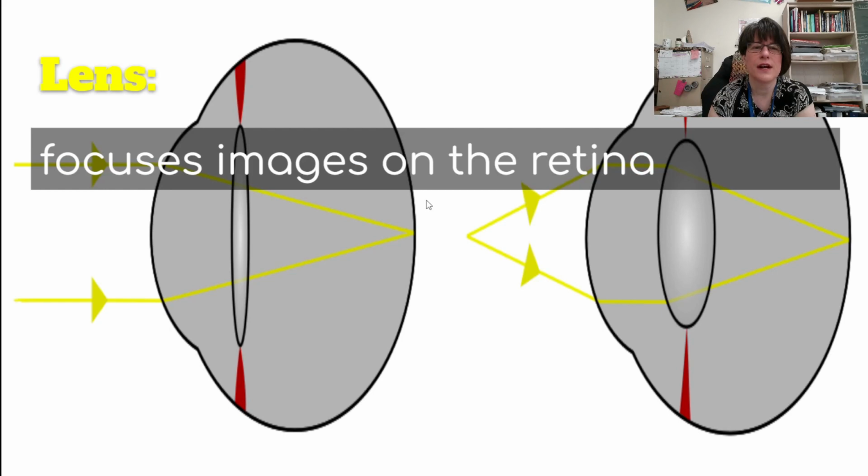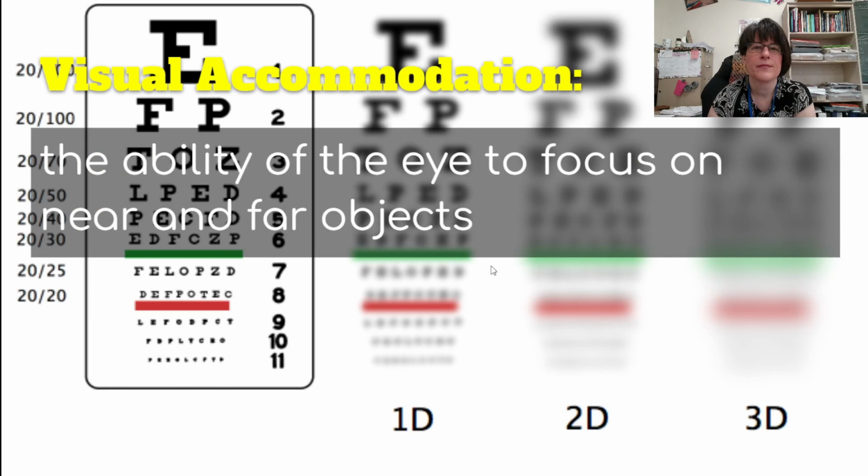There's a lens in your eye just behind the iris, and it focuses images on the retina. So the retina is back here, and the lens, as you can see, it changes shape to focus on the retina, depending on whether something's far away or close. Visual accommodation is the ability of the eye to focus on near and far objects, so that's what the lens is doing.